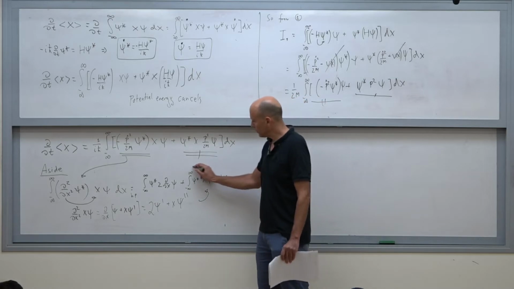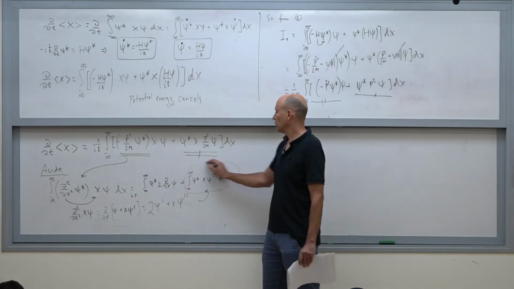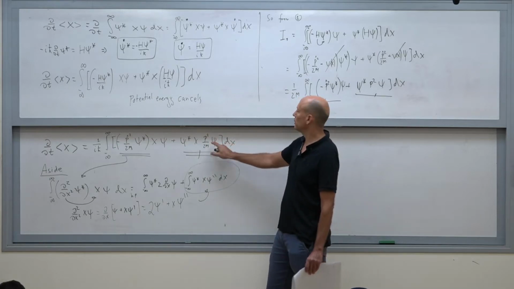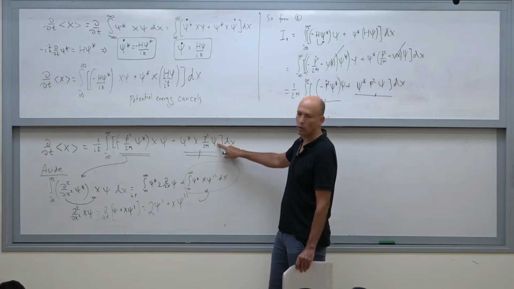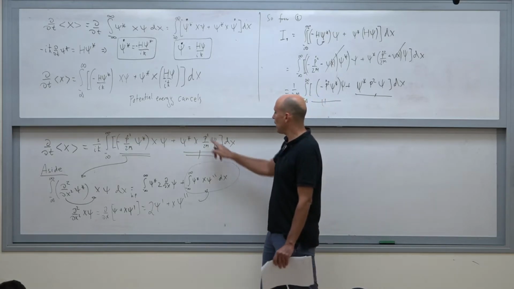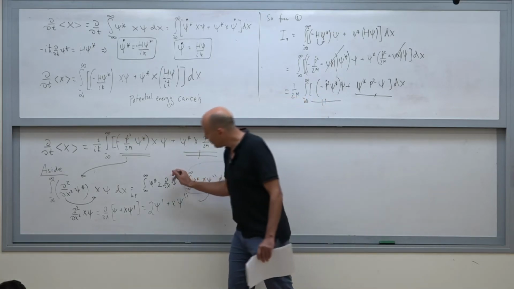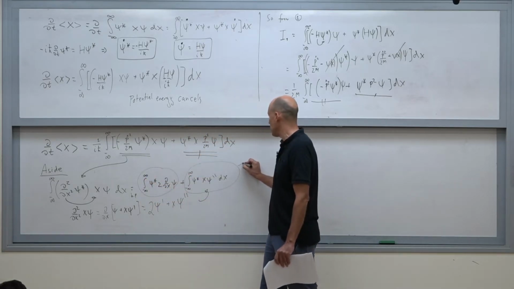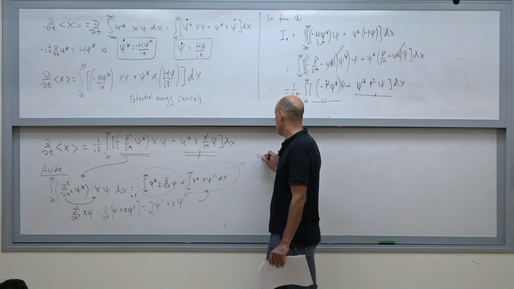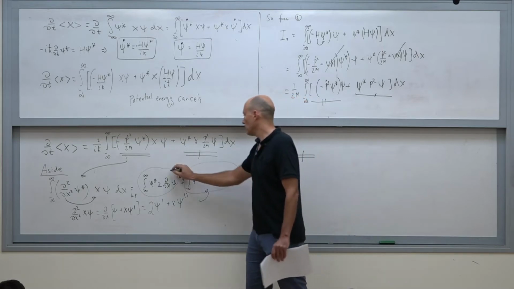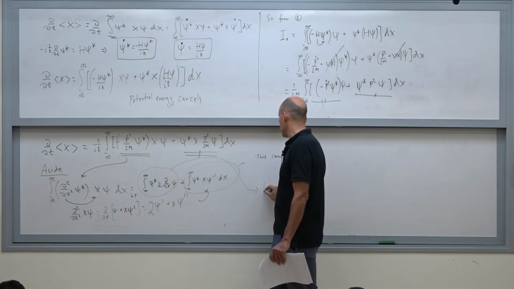This term is exactly like this one, because here I'm not doing it completely. Here you have the second derivative acting on ψ. If you check the sign carefully, these two will cancel. So only this one will remain. This cancels, and this remains.